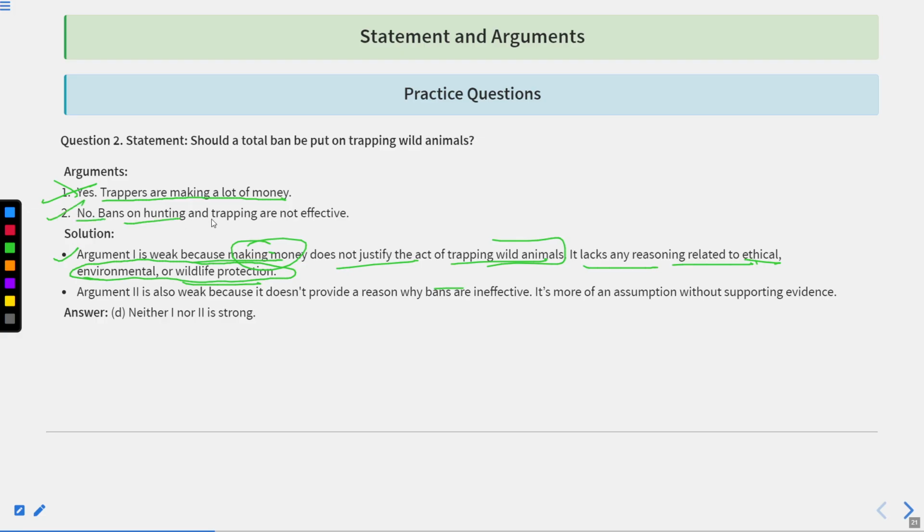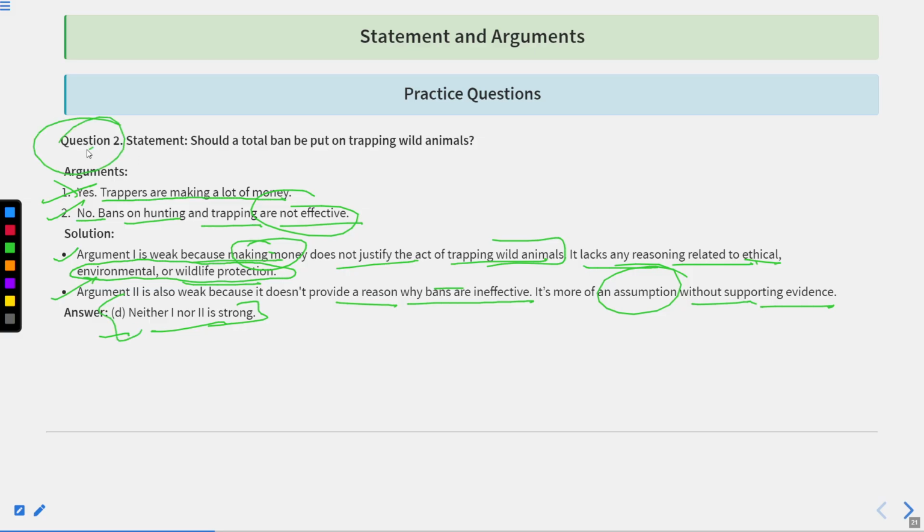Bans on hunting and trapping are not effective. Now, this is a hypothetical statement which has no empirical data. Argument 2 is also weak because it does not provide a reason why it is ineffective. As I told you, it is a personal thought. It is an assumption, and assumptions are not to be taken into consideration, my dear students, without supporting evidence. Therefore, neither one nor two is strong in relation to question number 2.